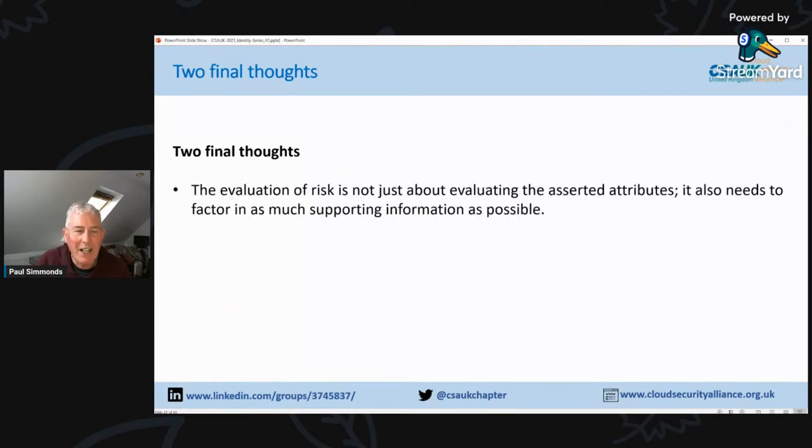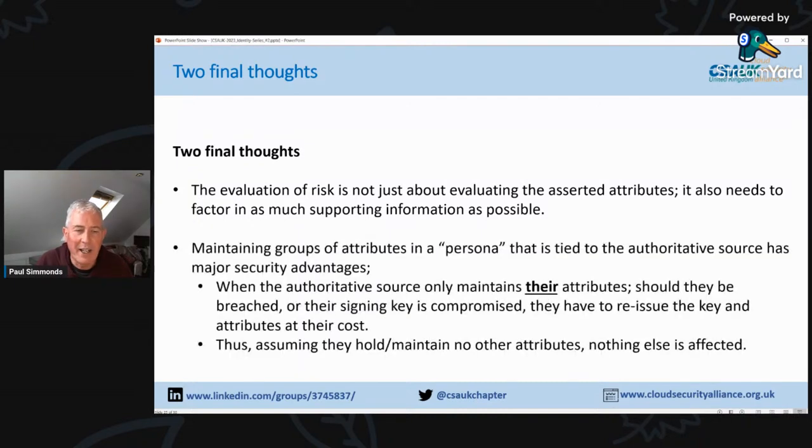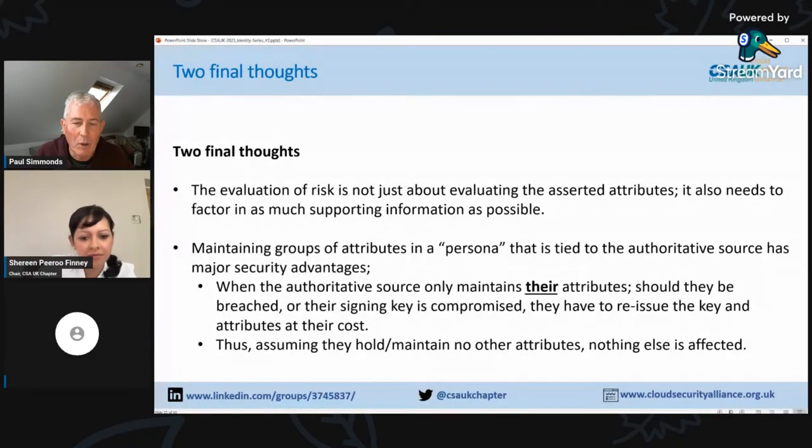So two final thoughts as we finish up. The first one is that evaluation of risk is not about just evaluating the asserted attributes. It also needs to factor in as much supporting information as possible. The second is that maintaining groups of attributes in a persona that are tied to an authoritative source has major security advantages. For example, when I worked for AstraZeneca, AstraZeneca maintained a bunch of attributes about me that pertain to AstraZeneca: my staff number, my level, which department I worked for. If they are breached or their signing key is compromised, they have to reissue the key and attributes at their cost. But none of my attributes from my other personas should be compromised, because they shouldn't be holding them. So nothing else is affected.